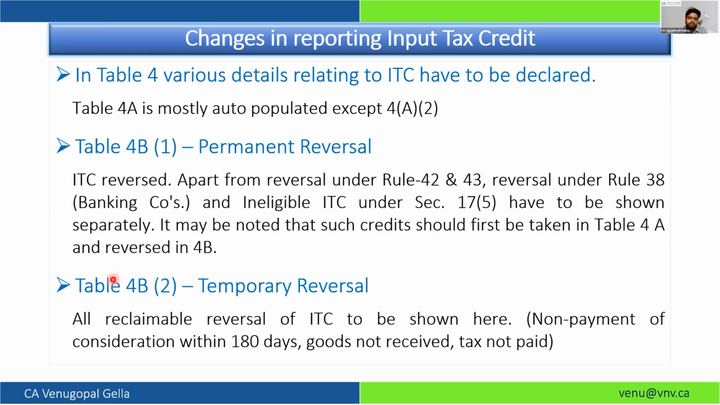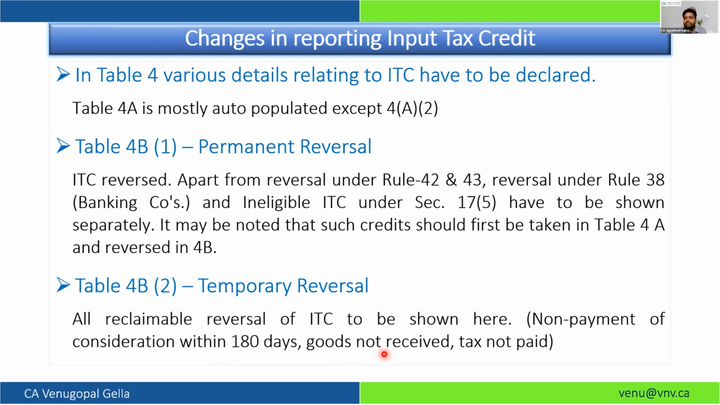Coming to the table 4B2. This is for the temporary reversals. Right now, I am not eligible to take the credit, but in the future, I may. So all such credits are required to be reported in table 4B2. Like I discussed earlier, if I have not paid the consideration in 180 days, I need to reverse the credit. But after making the payment, I can take the credit. In that case, I need to report in table 4B2.